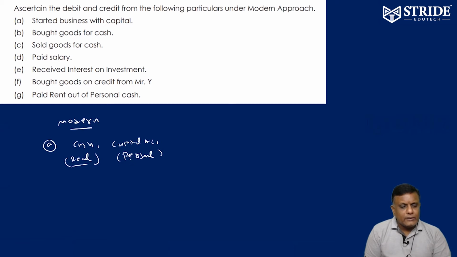Right. What does the modern approach say? What comes into the business? This is the business point of view. Cash comes into the business. So cash to be debited. Then what is to be credited? Who contributed? The proprietor contributed. Therefore, capital to be credited.